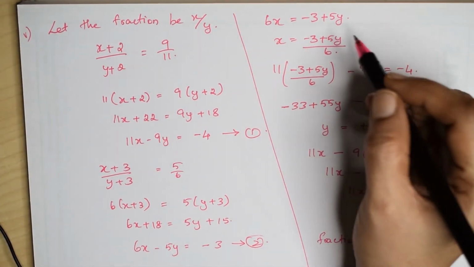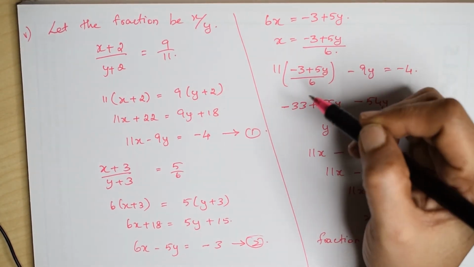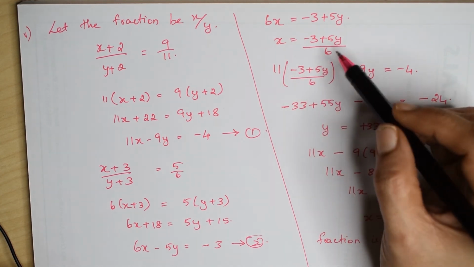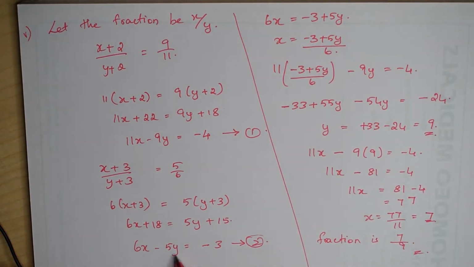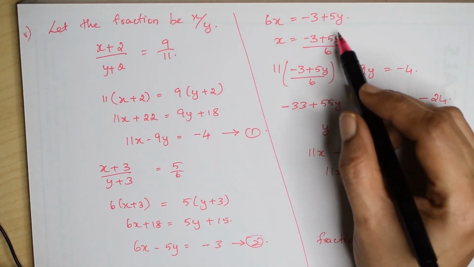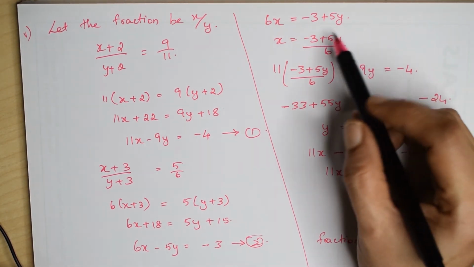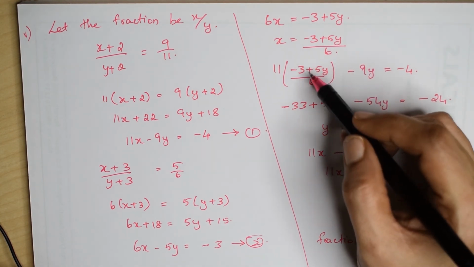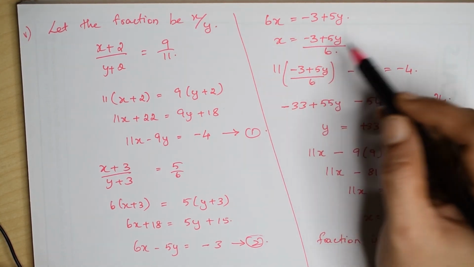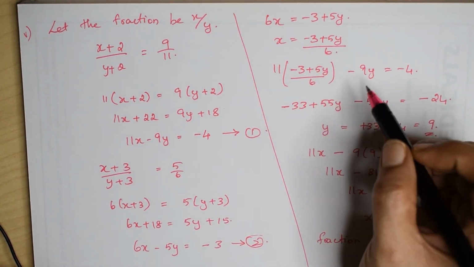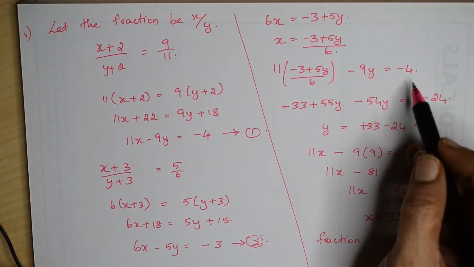Now I am going to do the substitution method again. I take the second equation here. So 6x is equal to, I bring the minus 5y to the right hand side, it becomes plus 5y, so minus 3 plus 5y, and this 6 comes to the denominator, so x is equal to minus 3 plus 5y by 6. This value of x I am substituting in the first equation, 11 into this whole value minus 9y is equal to minus 4.